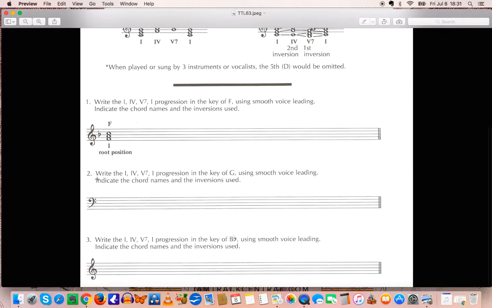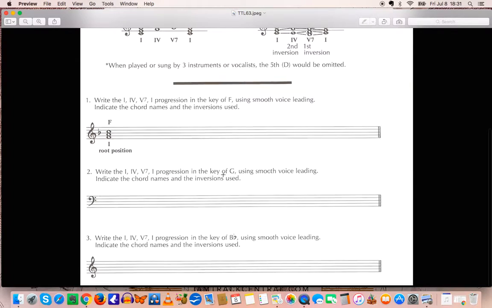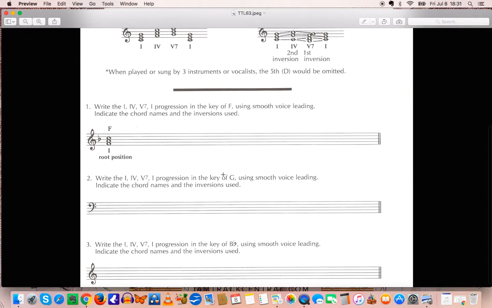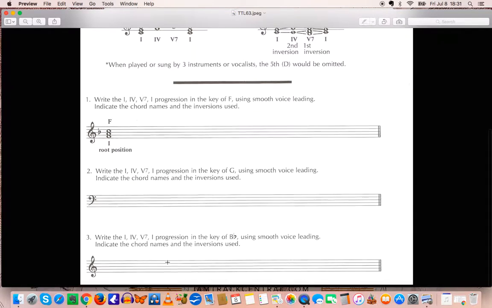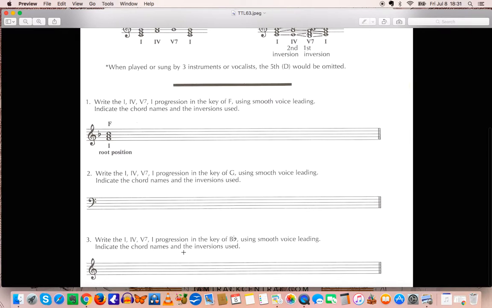So watch your clefs. Write the 1, 4, 5, 7, 1 progression in the key of G using smooth voice leading. Indicate the chord names and the inversions used. Write the 1, the 4, the 5, 7, 1 progression in the key of B flat using smooth voice leading. Indicate the chord names and the inversions used. Same thing, new key.